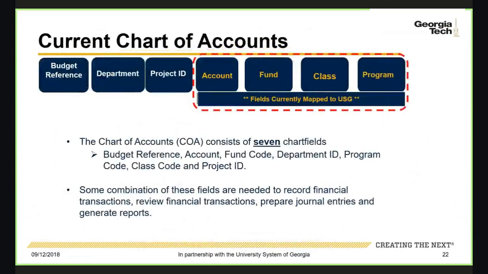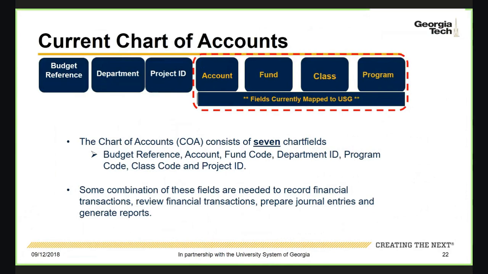Let's start by defining and reviewing our current chart of accounts. The chart of accounts is a list of identifiers used to classify goods and services purchased. Each identifier helps to clarify a particular aspect of a transaction and plays a unique role in meeting the Institute's reporting and audit requirements. The current chart of accounts consists of 7 chart fields that you see listed. Some combination of these chart fields are needed to record transactions.